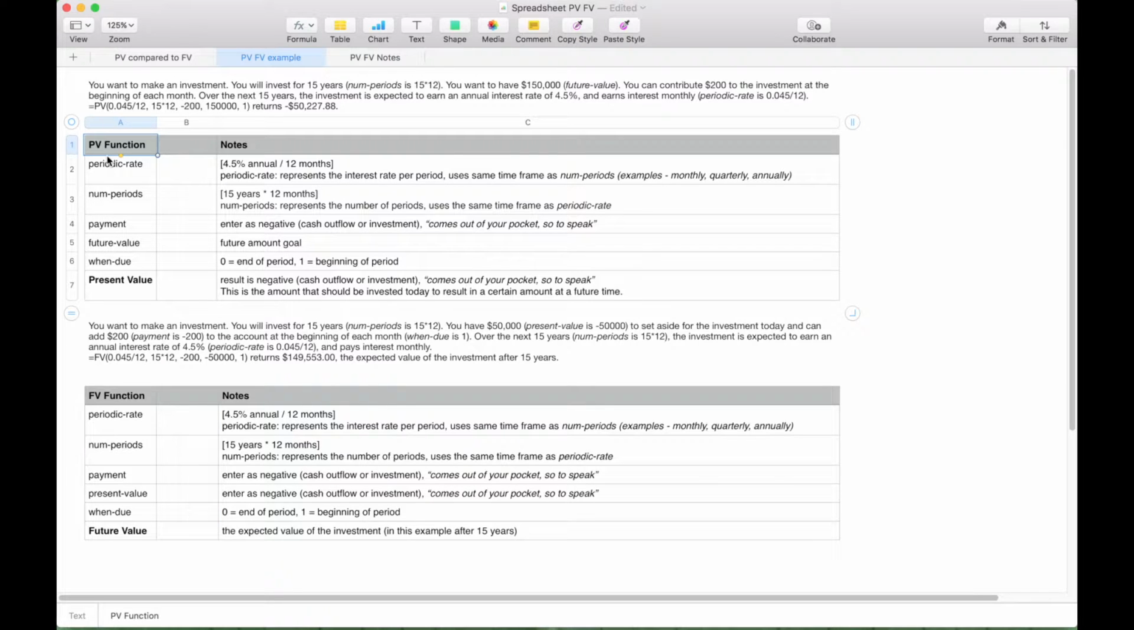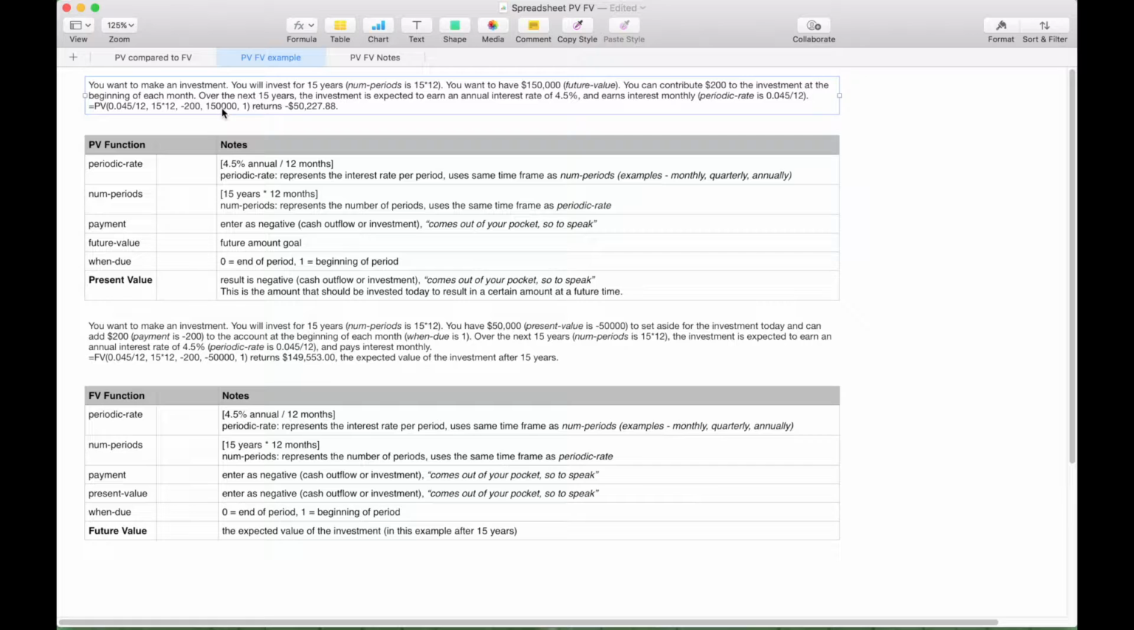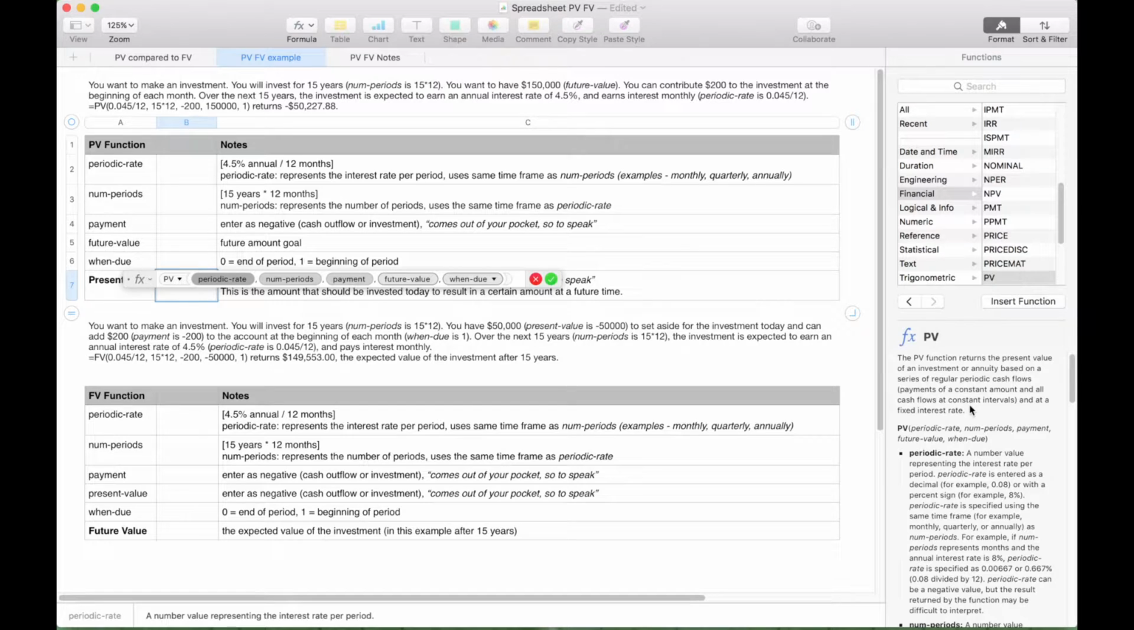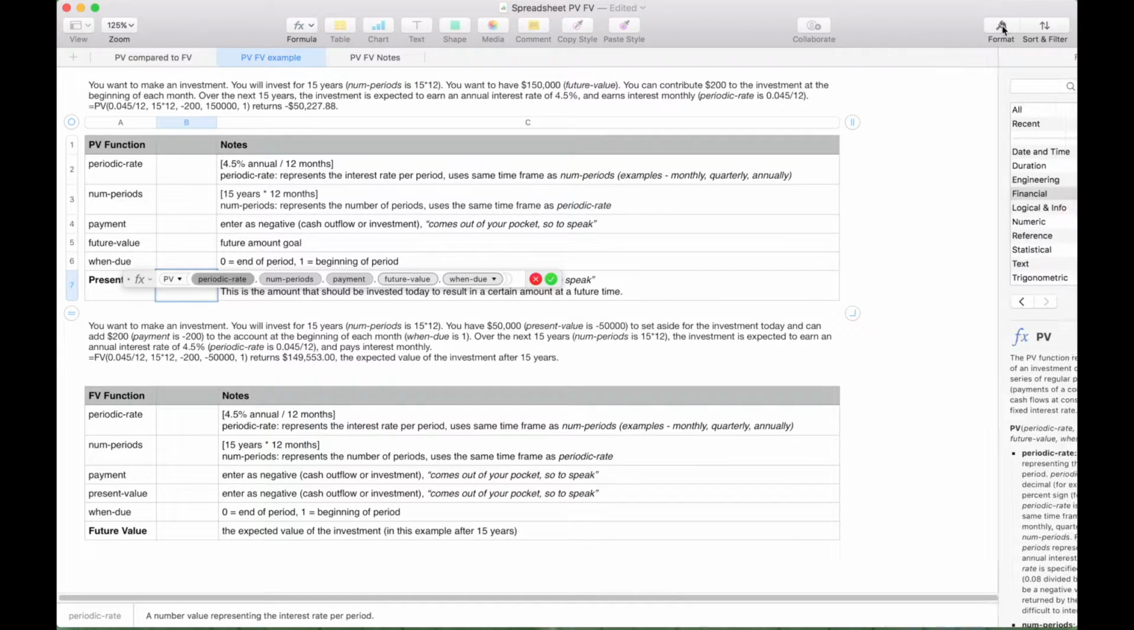Okay, so in our first example, we're going to use the present value function. Here is the example we want to use, and this is very similar to the default example that is used with the numbers spreadsheet. So if you ever want to check this out and go over it in a little bit more detail, just call up the function and go to your sidebar, and you can see all the information here on the sidebar for the present value function.